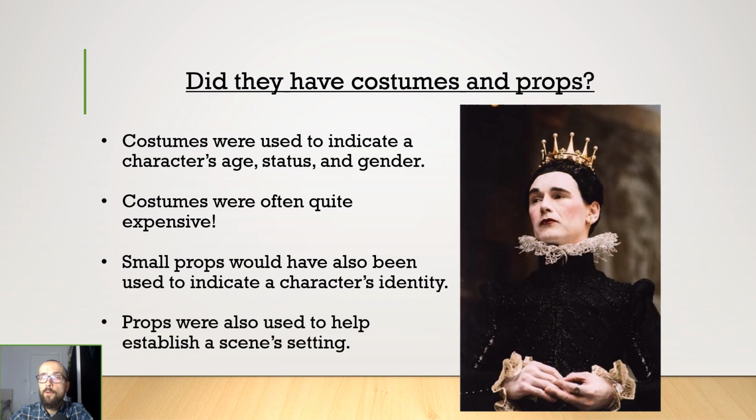Last of all, these props would also help to establish a scene's setting. Now, this is particularly clear in nighttime scenes. As I mentioned earlier, Shakespeare's performances took place during the day, and so something had to be done in order to make it clear that the story was taking place at night. Props such as torches and lanterns, light sources that people would have used in the dark in Shakespeare's time, could be carried by characters to show that it was nighttime and that they otherwise would not have been able to see. Look at all of the nighttime scenes in Macbeth and how many times a torch or a lantern is mentioned.